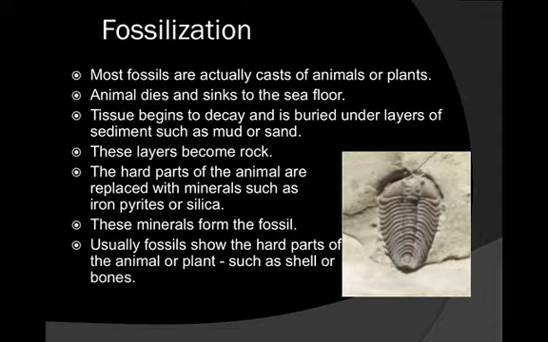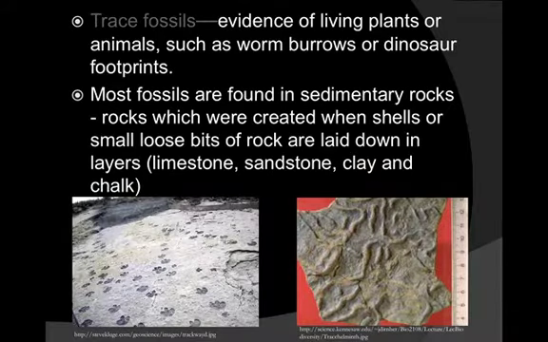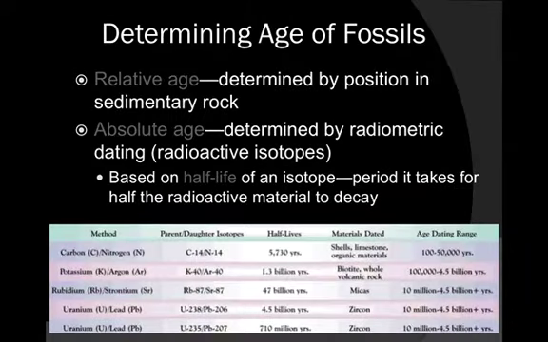Fossilization, again: most are casts of plants or animals. They're not the actual remains. Tissues decay, it becomes rock, and then the hard parts of the animals are replaced with minerals. Iron, pyrite, and silica are generally the most common of them. And then you have this new fossil that is formed. Trace fossils are worm burrows, dinosaur footprints, leaf imprints, things like that. Okay, we sort of went over this already. It's just a repeat of it.